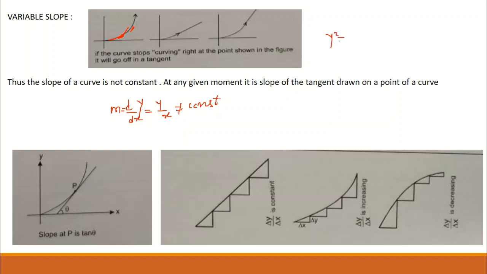Let's suppose y square is equals to 4ax or 4x. In this, the slope will not be constant. It will depend on which point we are calculating the slope. At the last point, if we calculate, the slope will be infinite. At the first point, if we calculate, the slope will be 0.